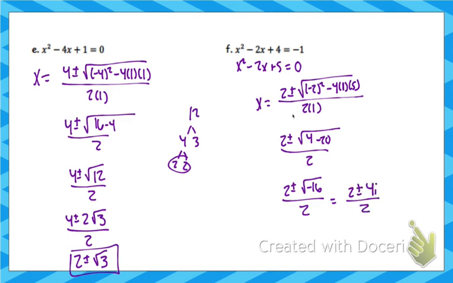Both 2 and 4 can be divided by 2. And when you divide those 2's, they don't just disappear. 2 divided by 2 is 1. So there is a 1 out in front.